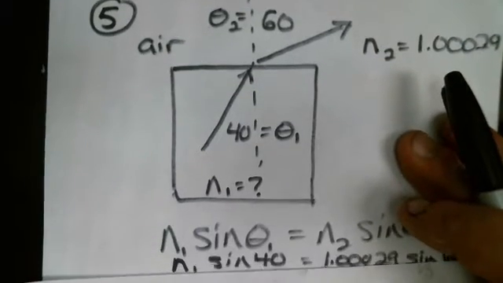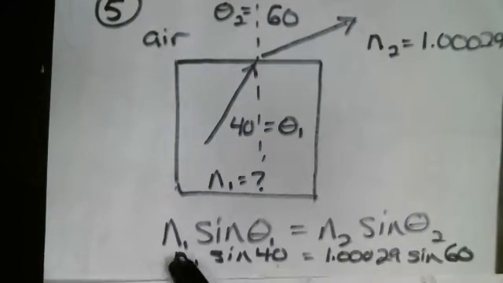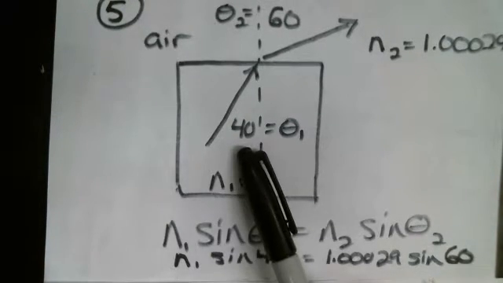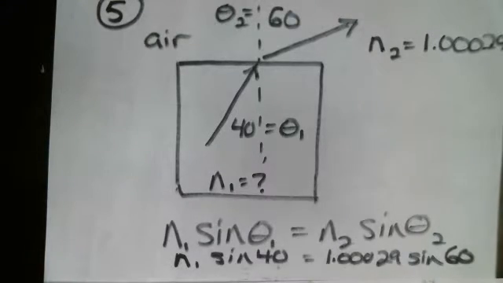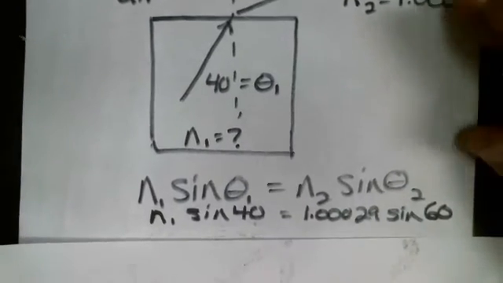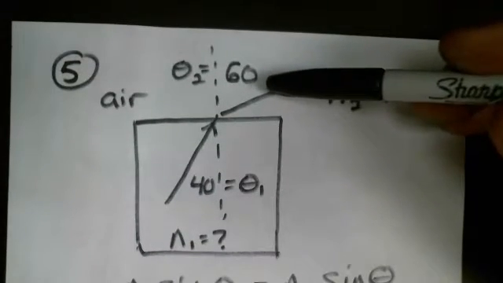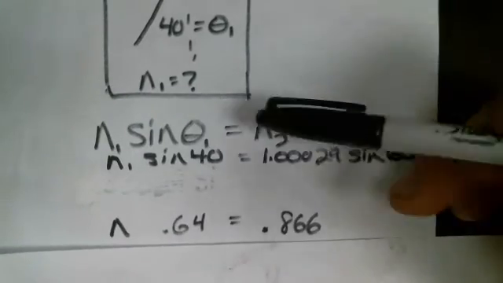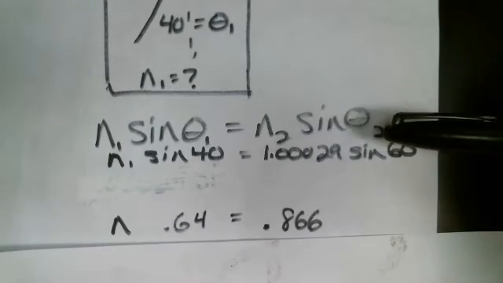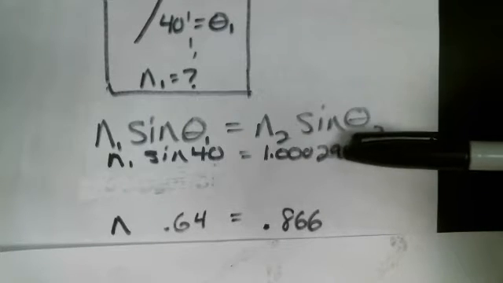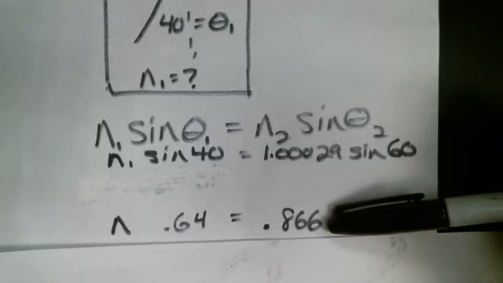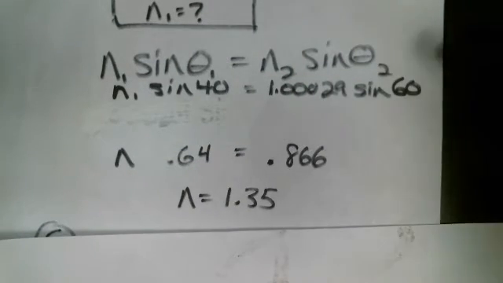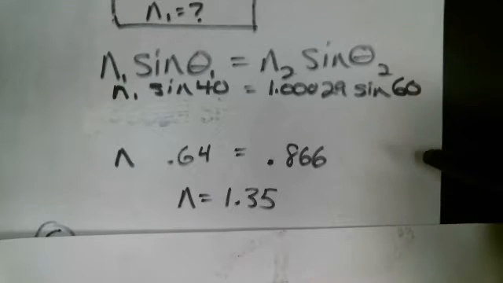So putting this into Snell's law, the n1 is the unknown. The first angle is 40 in the first material here. n2 is the 1.00029. And the outside angle is 60. So that goes over here in theta sub 2. Sine of 40 is 0.64. The 1.00029 times the sine of 60 is 0.866. Divide both sides by 0.64 and you'll get 1.35.